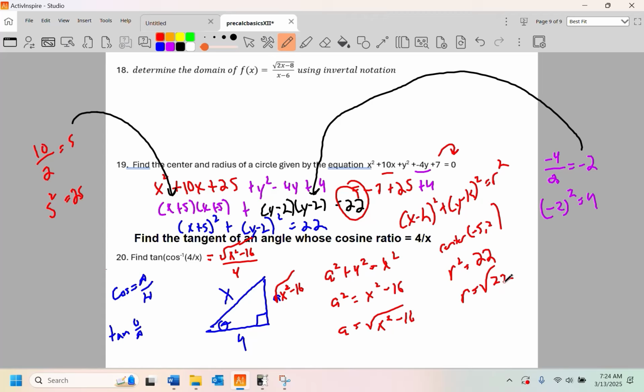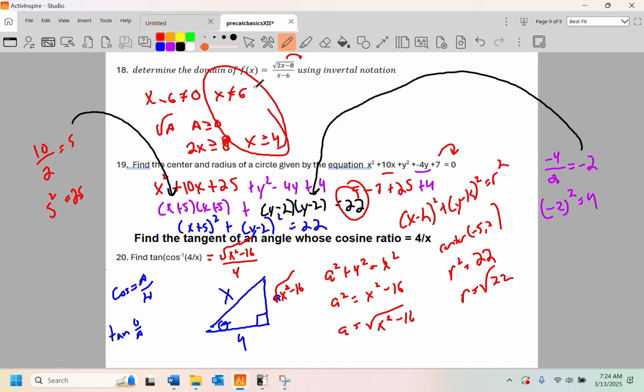All right, so determine the domain of this function. First off, you cannot ever be allowed to divide by 0, so x cannot be 6. Secondly, for the square root of anything, the stuff inside is greater than or equal to 0. So 2x must be greater than or equal to 8, because I shift over. So x is greater than or equal to 4.